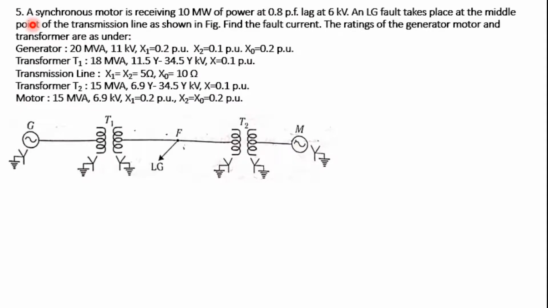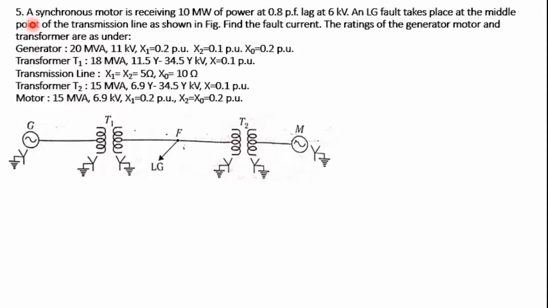Now move on to the next numerical. This is a lengthy numerical. Whatever knowledge we gained from modules 1, 2 and 3, we are going to use it in calculating the value of the fault current.